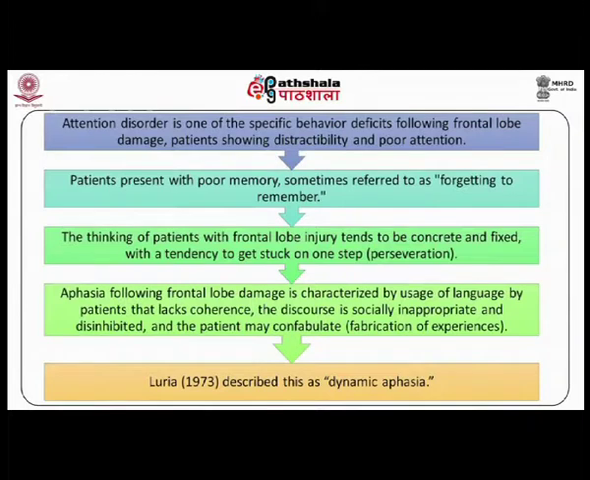Attention disorder is one of the specific behavior deficits following frontal lobe damage, patients showing distractibility and poor attention. Patients present with poor memory, sometimes referred to as forgetting to remember. The thinking of patients with frontal lobe injury tends to be concrete and fixed, with a tendency to get stuck on one step, which is known as perseveration.